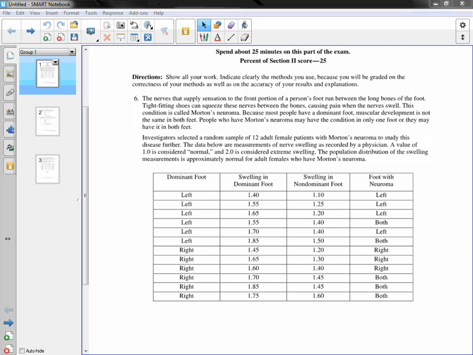Okay, so what we're going to be doing today is looking at the investigative task from the test that you guys had over the weekend. So we're looking at question number 6.